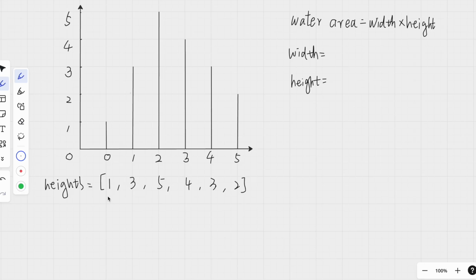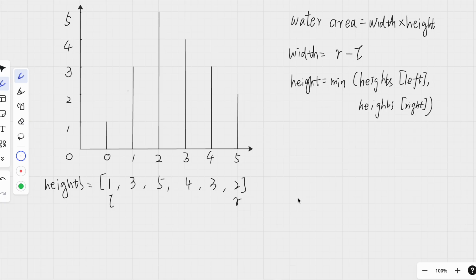In this case, we set the left pointer at index 0 and the right pointer at index 5, and width will be right pointer minus left pointer. Height will be whichever one is shorter, so that will be the minimum of the two heights. Now, the width is 5 minus 0, equal to 5, and height is 1, so the area is 5.